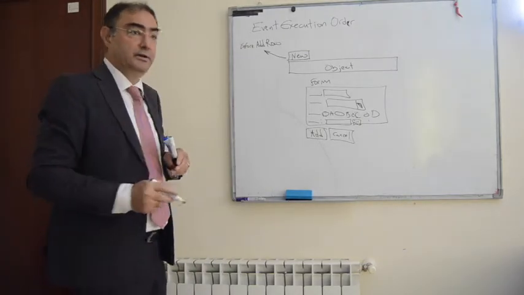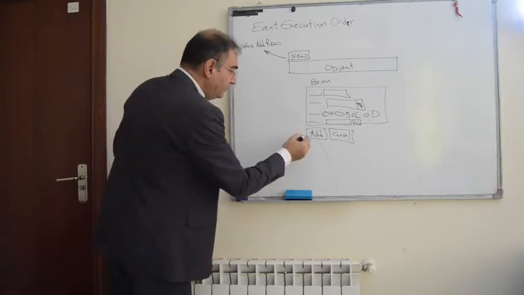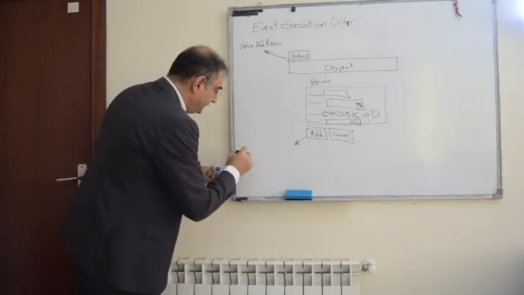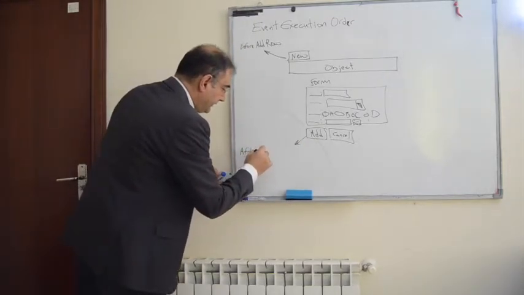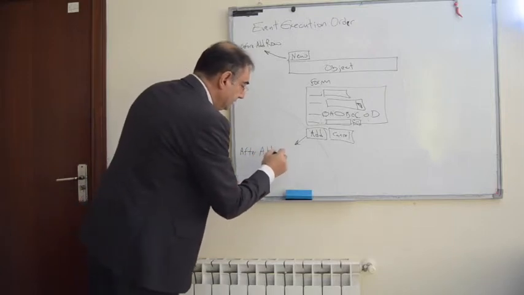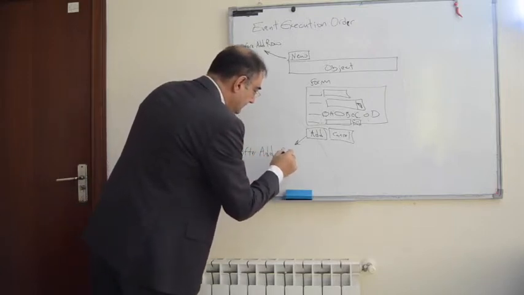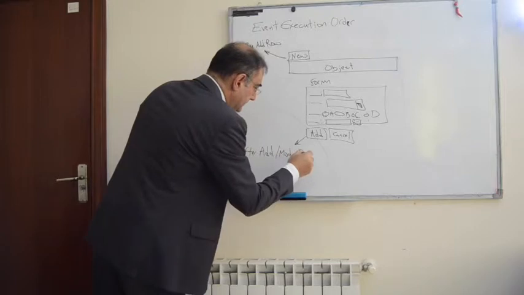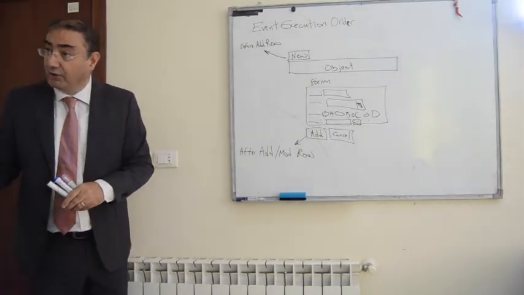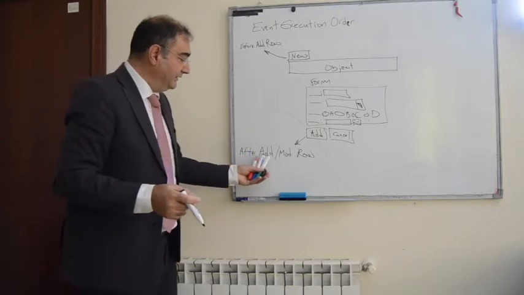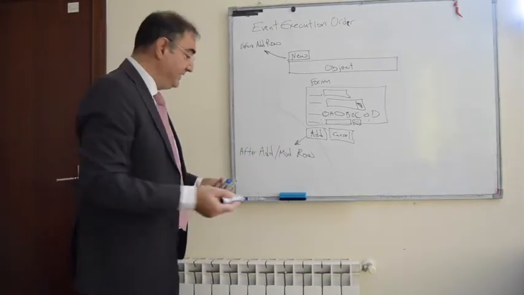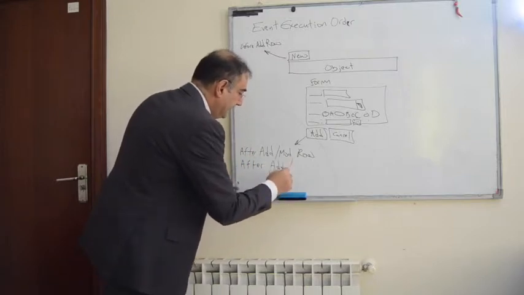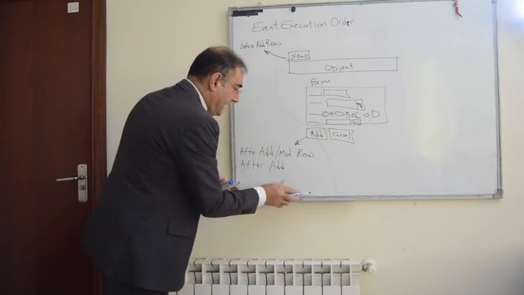Once you click enter, once you click on this add, automatically what happens? What happens is, after add mod row, right? Do we have an after add row also, right? It will execute the after add or modify row, then it will execute the after add row, without add modify row, the add row.